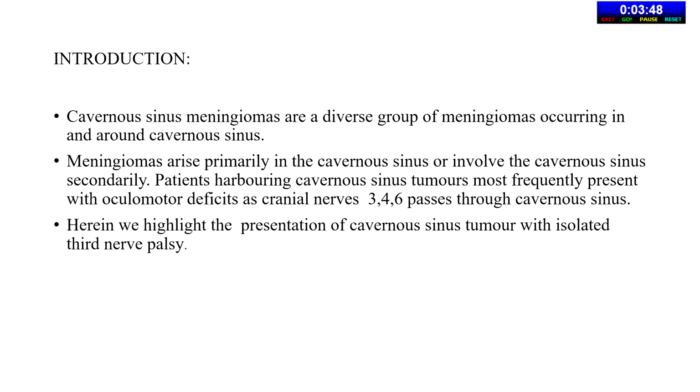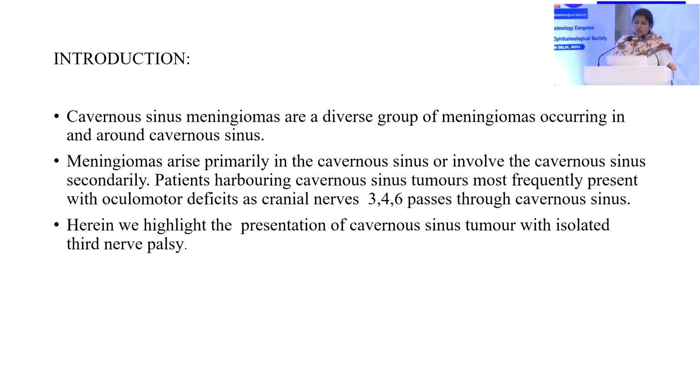Good evening all. Today my topic is unveiling the hidden mystery behind oculomotor nerve palsy. So the introduction: cavernous sinus meningiomas are a diverse group of meningiomas occurring in and around the cavernous sinus. These arise primarily in the cavernous sinus or involve the cavernous sinus secondarily.